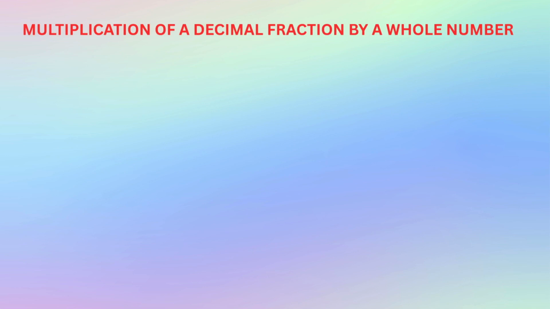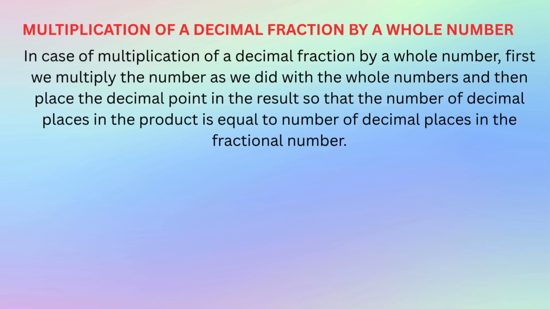Multiplication of a decimal fraction by a whole number. In case of multiplication of a decimal fraction by a whole number, first we multiply the numbers as we did with whole numbers, and then place the decimal point in the result so that the number of decimal places in the product is equal to the number of decimal places in the fractional number.